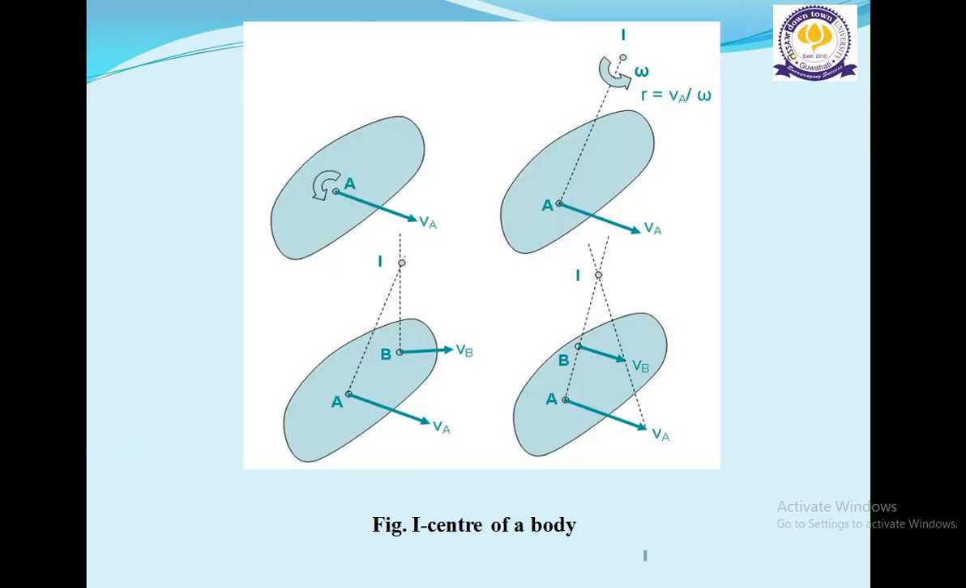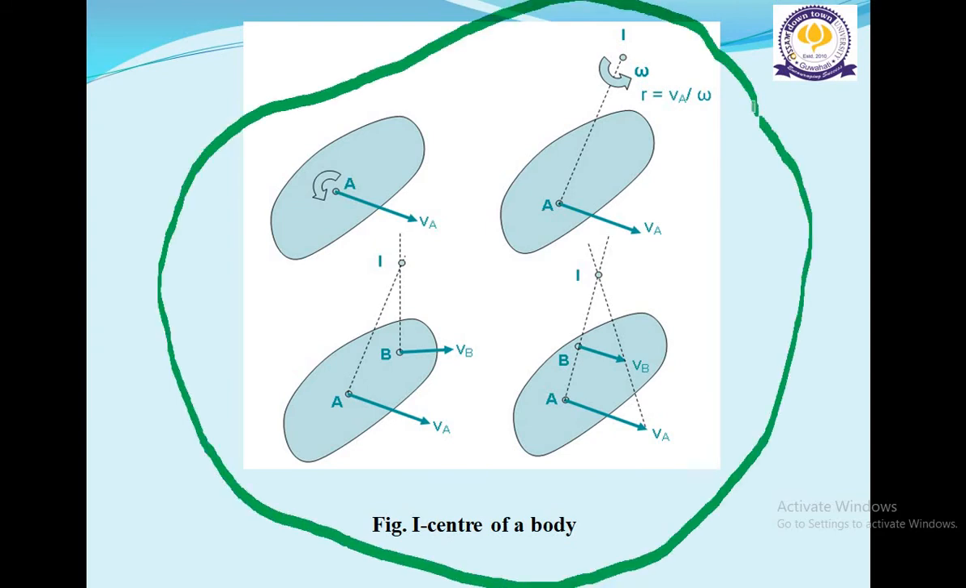Here you can see the figure of the instantaneous center of a body. It rotates in anti-clockwise direction with a velocity VA. Here you can see the I center, with the velocity VA for point A, and for point B, this is the VB velocity. Here also for point A, it is the velocity VA, and here it's the instantaneous center. It is also rotating with angular velocity omega in anti-clockwise direction.